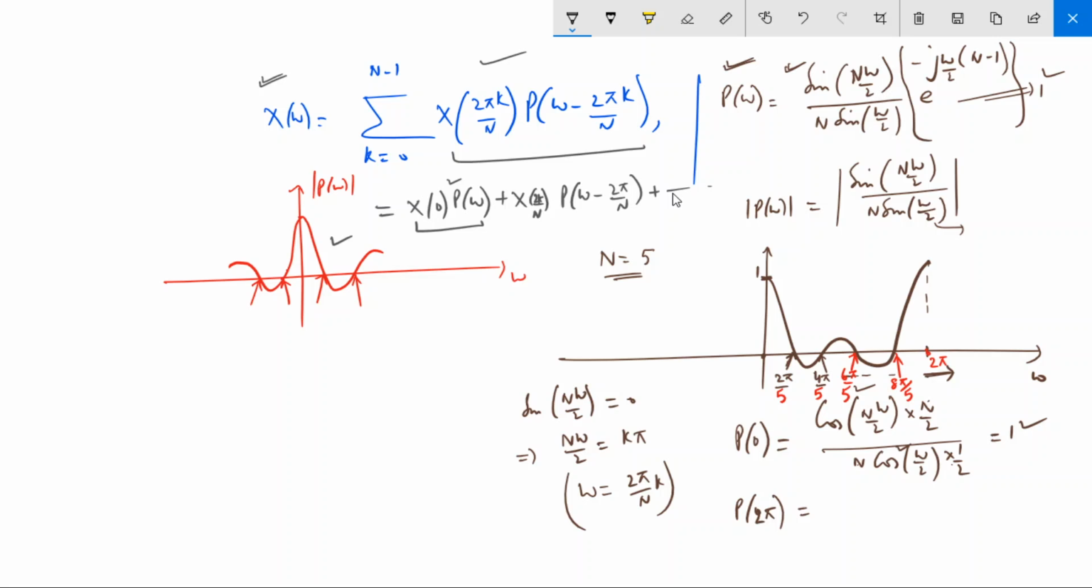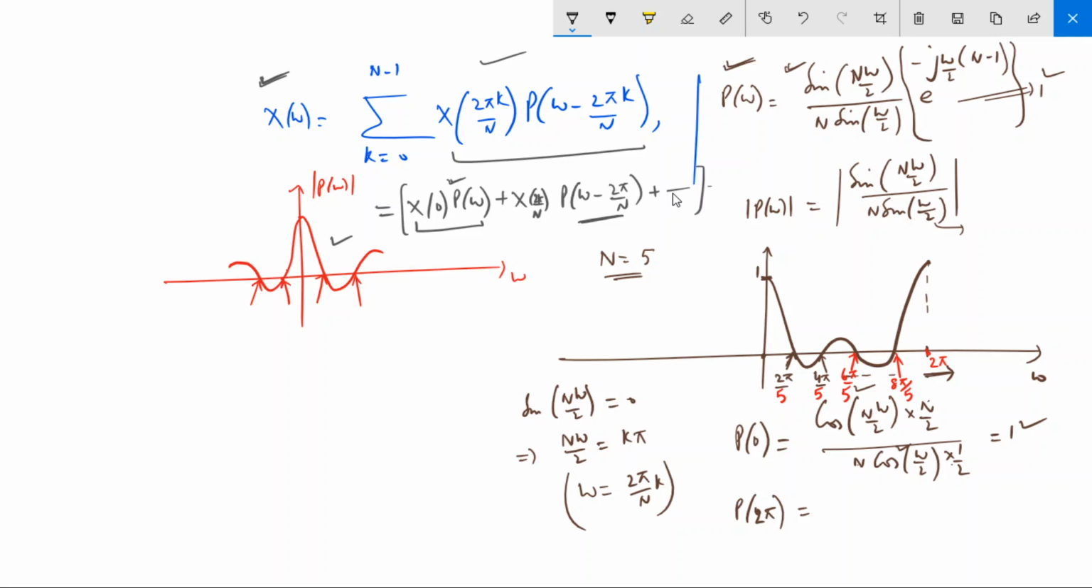x of 2 pi by 5, that is the next sample, is multiplied with a shifted version of this interpolation function. It will be shifted by 2 pi by n to the right, and then multiplied with x of 2 pi by n, the sample at that frequency, and so on. So when you add all these shifted and scaled interpolation functions together, what we are going to get is nothing but the original spectrum.